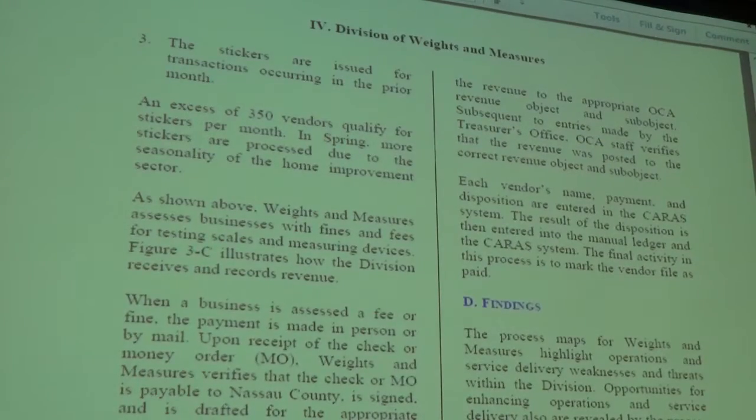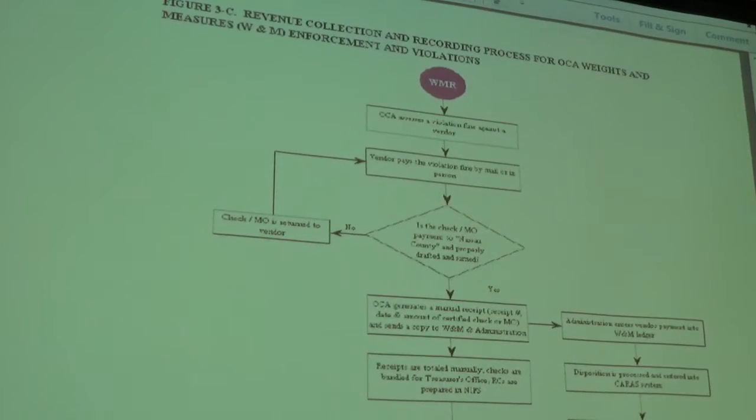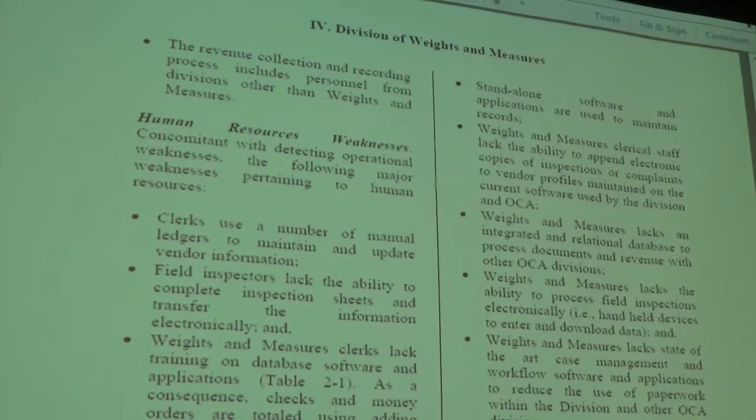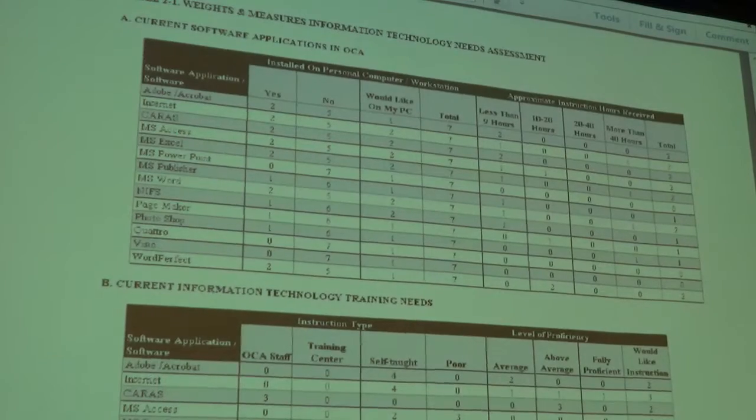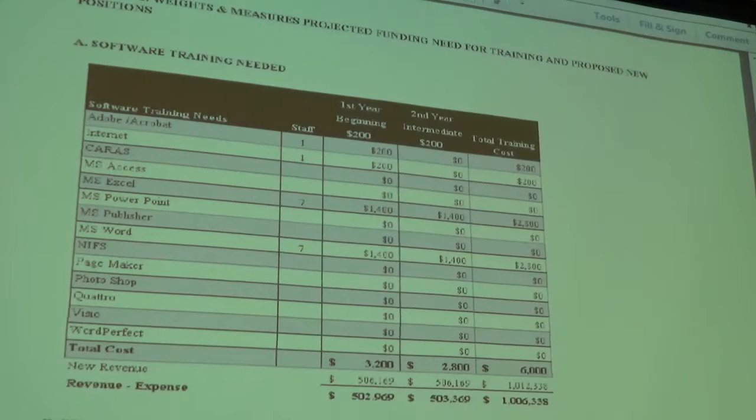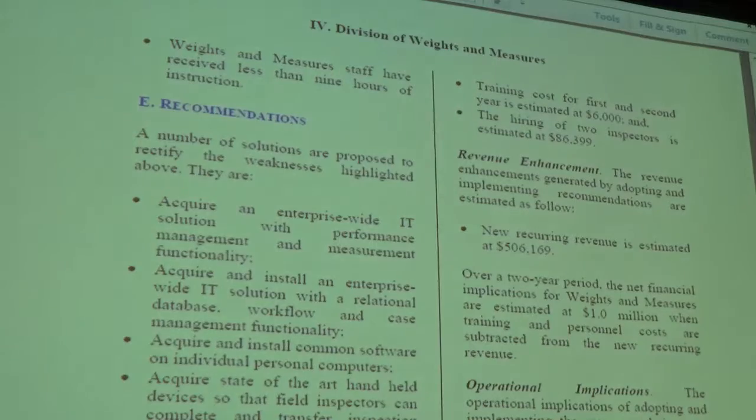Based on the process map, we came up with the findings. Based on the findings, we identified the weaknesses. Here we have, in this case, for the division of weights and measures, the human resources weaknesses. We looked at the current software applications in each division. We looked at the amount of training that was needed. We provided recommendations. We looked at operational implications.